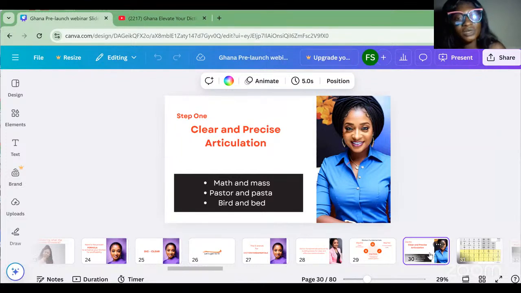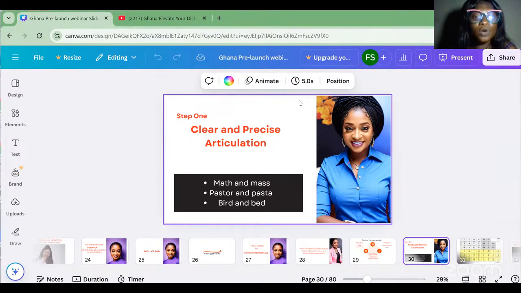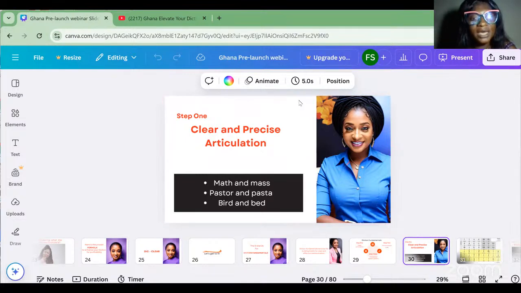One of the features of the English language that makes it different from our native languages is that there are some sounds in English that we do not have in our native languages. For example, look at the screen. The first word I have as an example is M-A-T-H, math. The TH sound does not exist in most of our native languages. So naturally, as a Ghanaian, if I want to pronounce this word, I'll likely say maths.